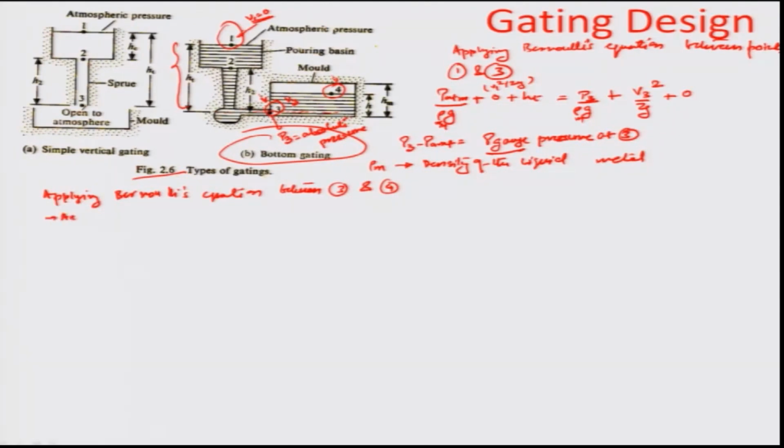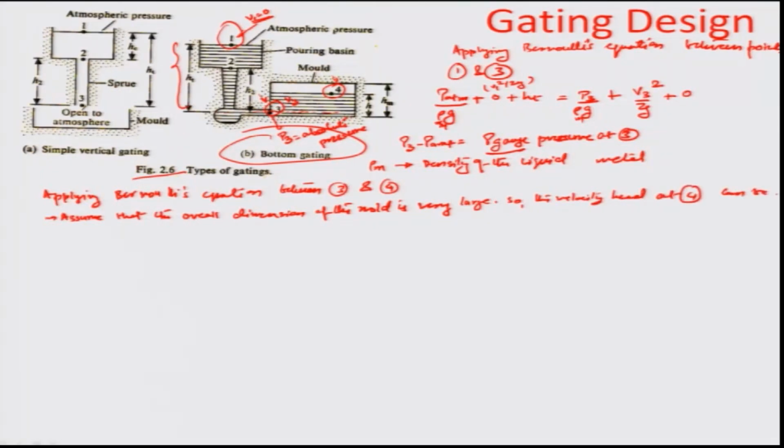One assumption is that the overall dimension of the mold is very large. So the velocity head at 4 can be assumed to be negligible.